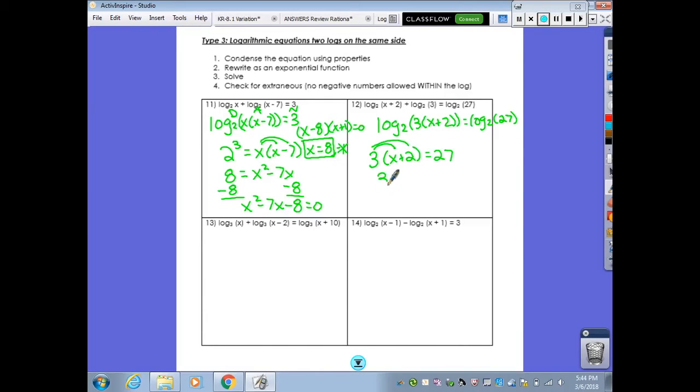Distribute our 3. We get 3x plus 6 equals 27. Subtract 6. 3x equals 21. Divide by 3. x is equal to 7. We check back, make sure it works, and it does.